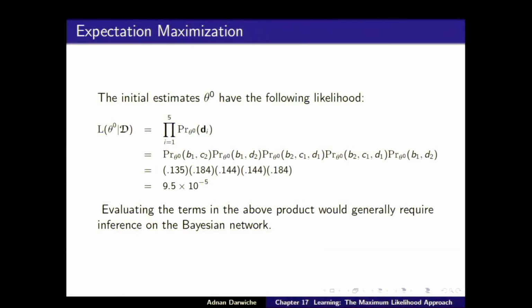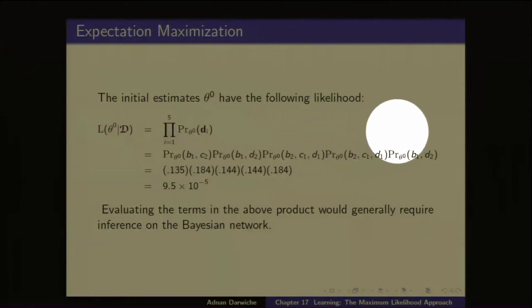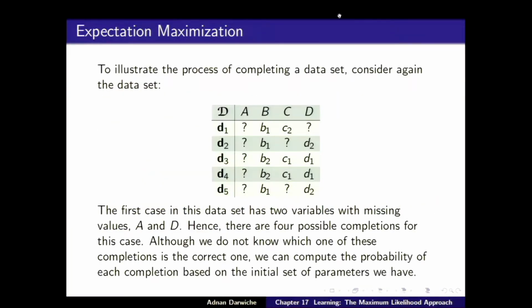Effectively, you have to walk through your data set and compute the probability of each example. If this was a complete data set, this would have been easy, right? Because each one of these terms would be the probability of full variable instantiation, which we know we can compute efficiently, but not in this particular case.